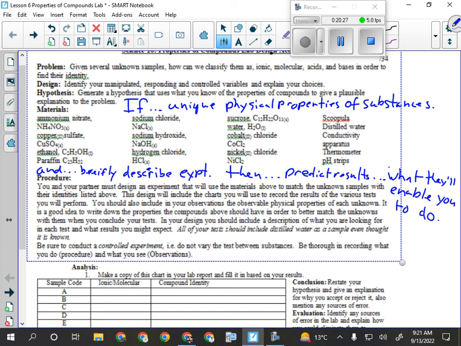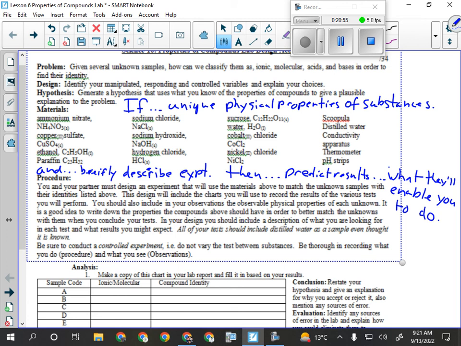What should I do next? Now I've got my goggles on, I'm sitting at my lab station. Can I do anything yet? What don't I have? I don't have the materials yet. They're still at the front. So what do I need to do as my second step?